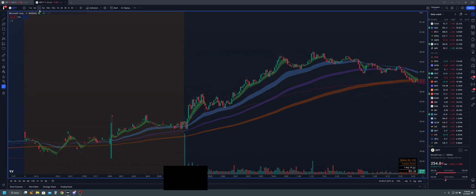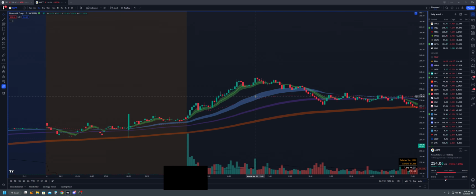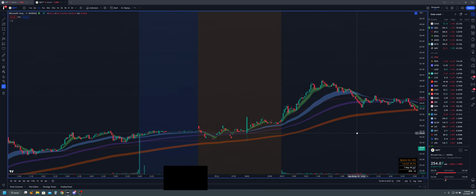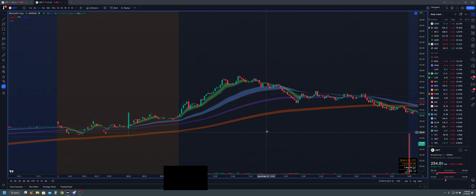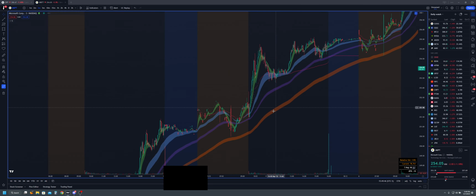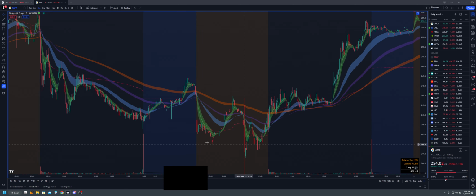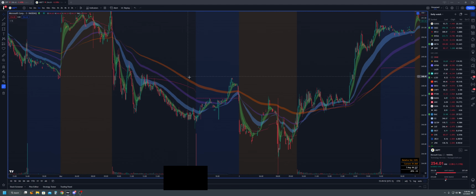Let's say you wait for the 3 minute or 5 minute to be safe. You don't want to get faked out on the 1 minute. Right here, this is what you really want to see: orange at the bottom, purple, pretty much just stacked positive. Green above blue, blue above purple. You don't want to see this right here, where it's jumbled. That's chop. You see how it's all chopping in between each other.